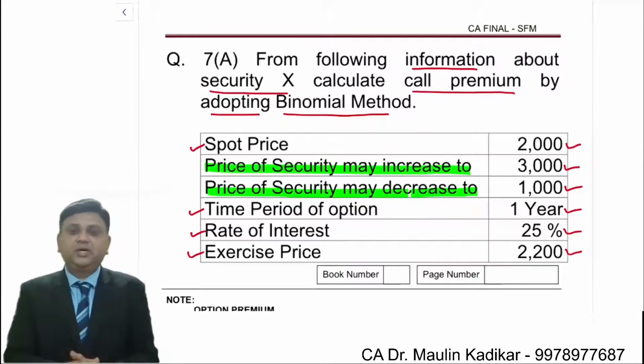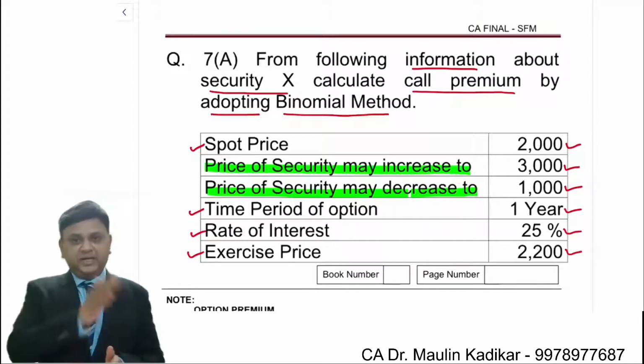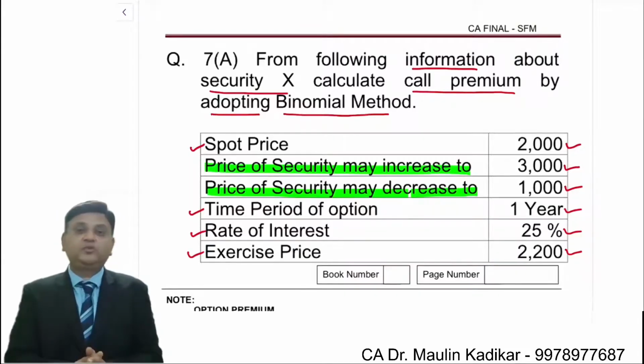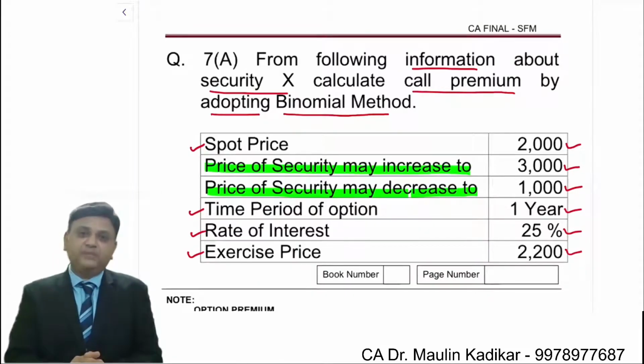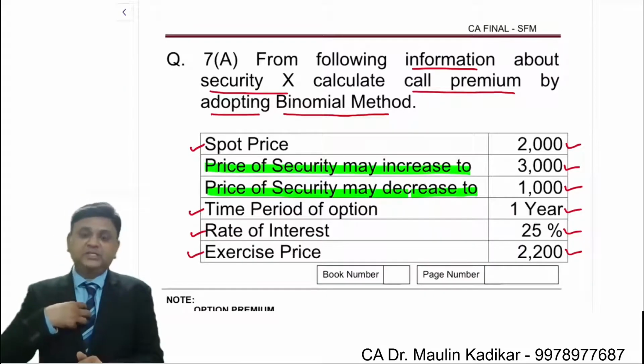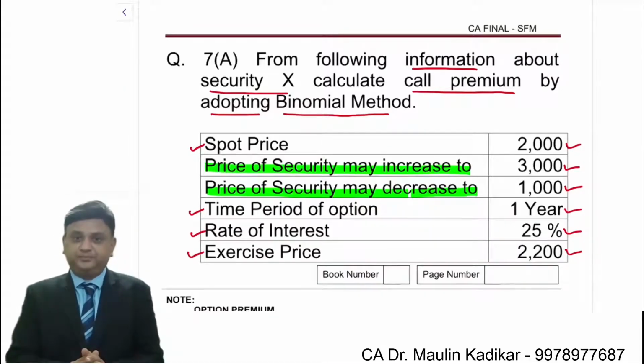The second thing is that, taking into account that the price of the equity share will be either 3000 or 1000, we have to compute the premium. We compute it so that it is an equilibrium premium. When I say equilibrium premium, it means such a premium that the option seller is at a no-profit, no-loss situation.